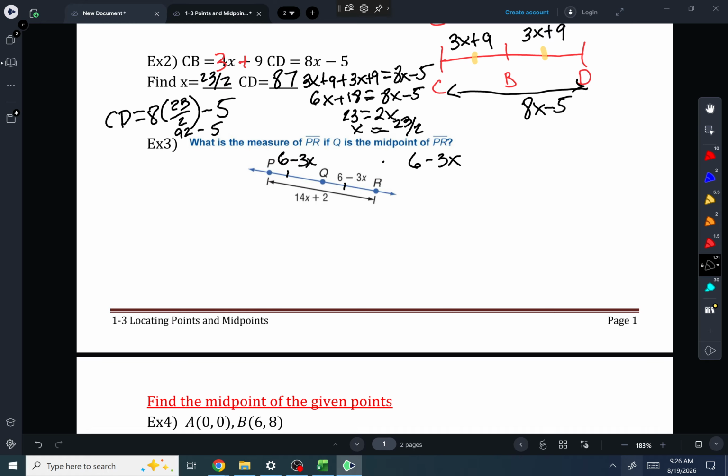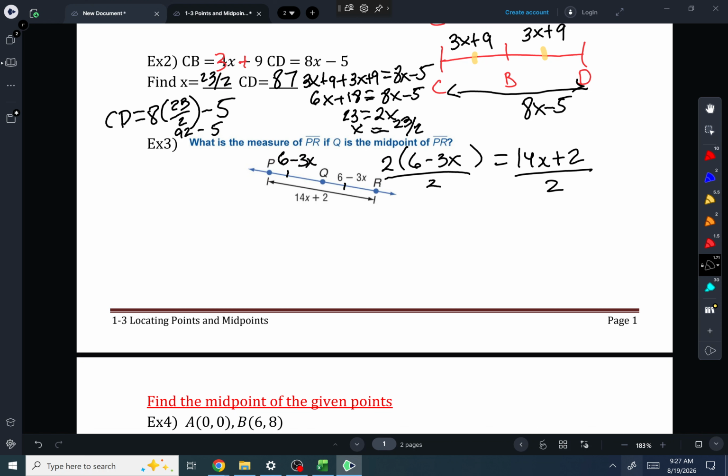Or if I wanted to flex for the ladies, double it. Because there's 2 of them, right? 2 groups of 6 minus 3x is equal to 14x plus 2. You can go and distribute and do all that, but there's another way you can solve this problem and not have to distribute. I guess you still are distributing, but it makes it easier. Don't distribute the 2. Divide both sides by 2.